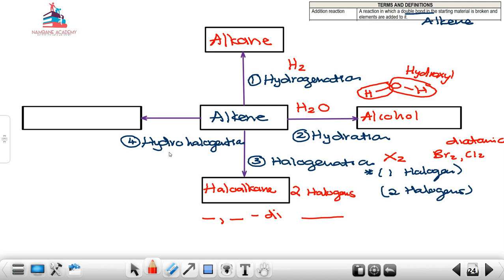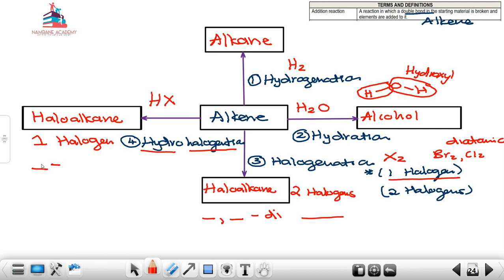Hydrohalogenation is going to add a hydrogen and a halogen, so it's going to be the haloalkane with 1 halogen, because you're adding HX. So what's going to happen is the hydrogen will go on 1 carbon and the halogen will go on the other carbon. So you're also going to form a haloalkane, but this haloalkane will only have 1 halogen. So it will take the form of something. Let's do example 1, bromo pentane.